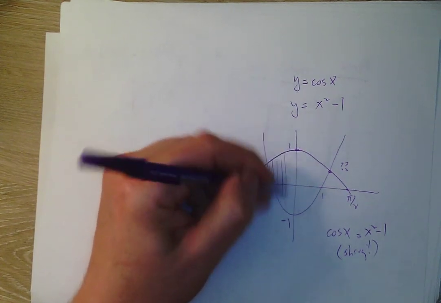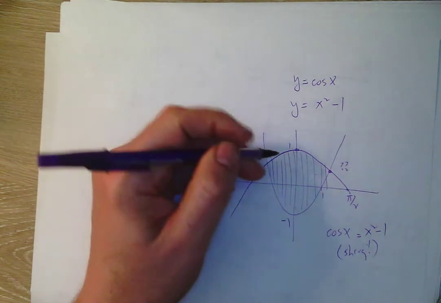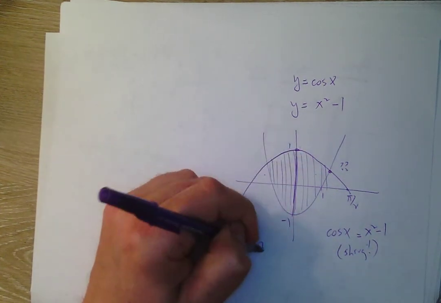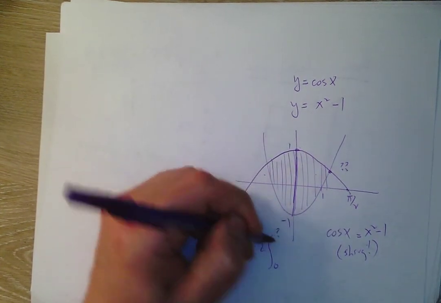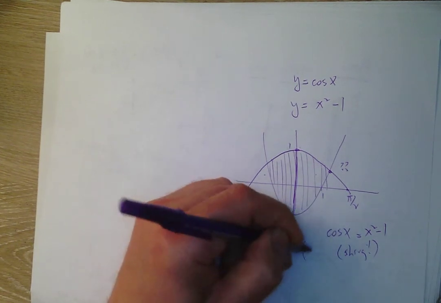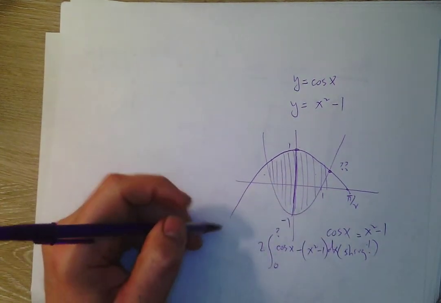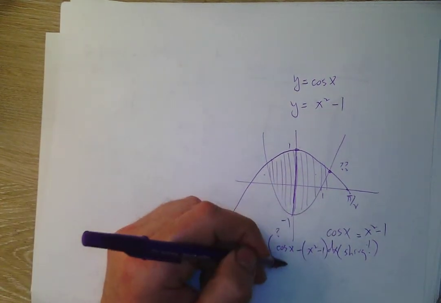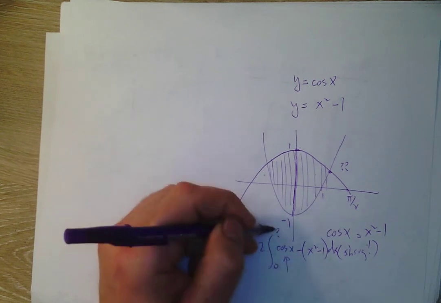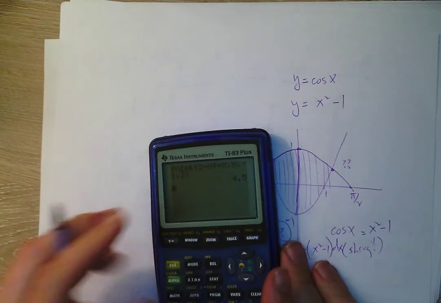You could, of course, integrate from this point to this point, or you could do 2 times the integral from 0 to that point of cosine x minus x squared minus 1 dx. And that's what I would do. But this is clearly a calculator problem because I need my calculator to find this point of intersection.